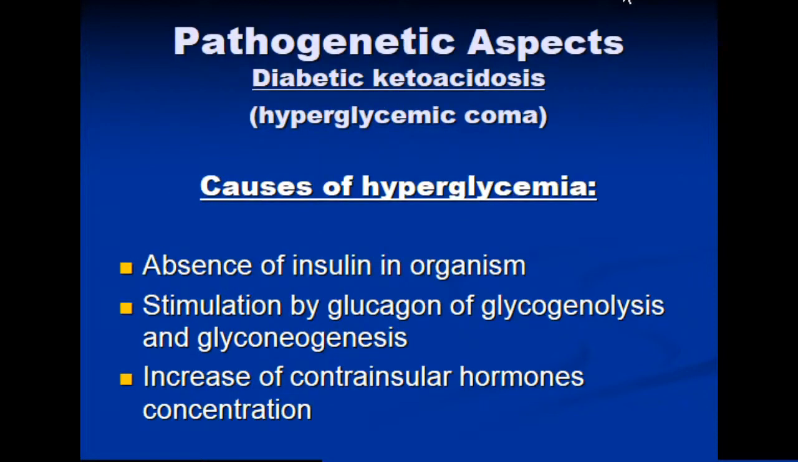Pathogenesis of diabetic ketoacidosis. Absence of insulin in organism, stimulation by glucagon of glycogenolysis, increase of contra-insular hormones concentration.